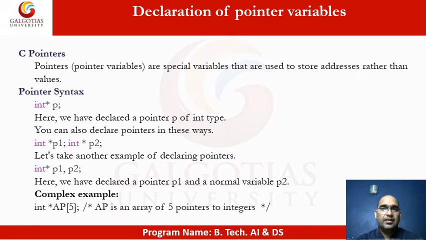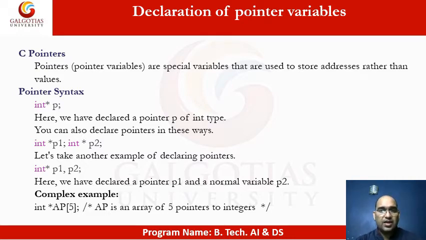Now let's see this declaration of pointer variable, a few more types of declarations. C pointers: pointers are special variables that are used to store addresses rather than values. So the syntax is, we can simply write int *p. Here we have declared a pointer p of int type. Now we can write int *p1; int *p2; so both of them are integer pointers. You can write int *p1, p2; then the first one, p1, is the pointer and p2 is the normal variable.